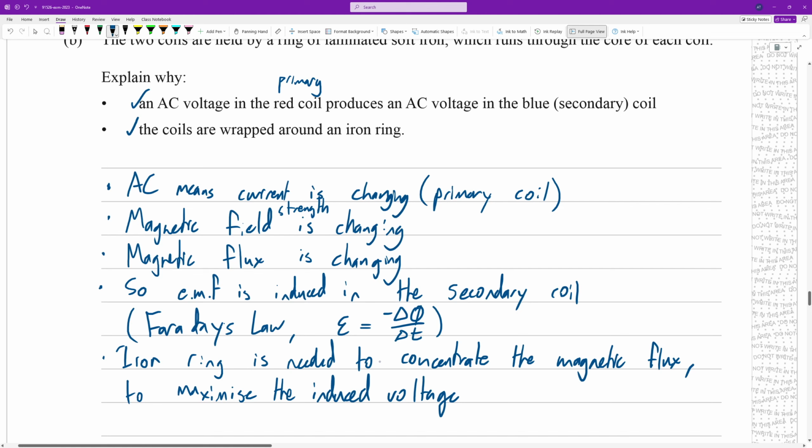This alternating current causes a changing magnetic field strength, which means a changing magnetic flux. You can actually just skip that line if you like. So the magnetic flux is changing so that there is an EMF induced in the secondary coil, right, because it experiences this change in flux, so by Faraday's law. And we have the iron ring to ensure the magnetic flux is concentrated through the secondary coil rather than just lost out into the air, out into space.